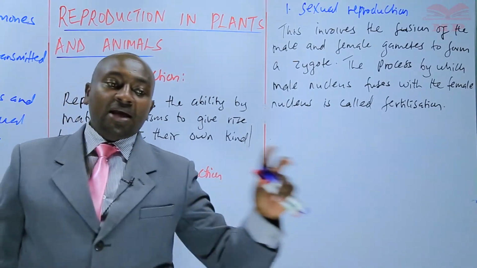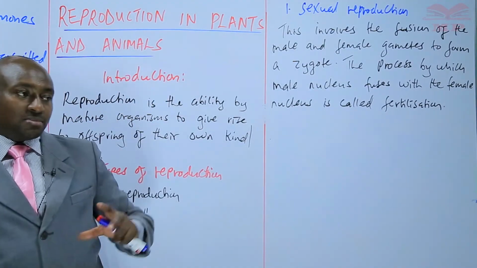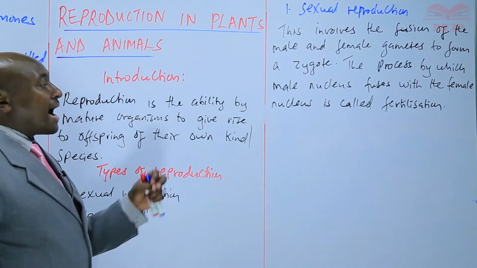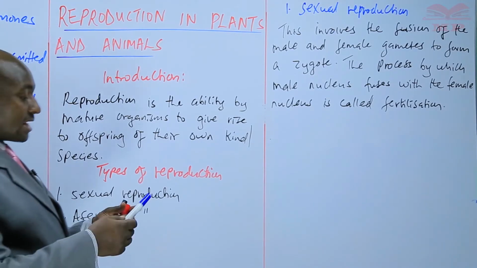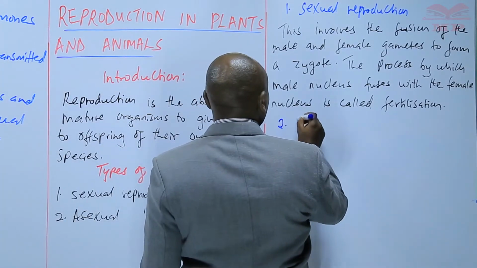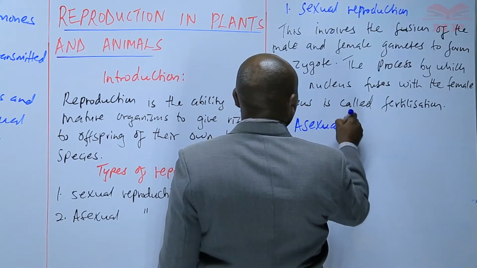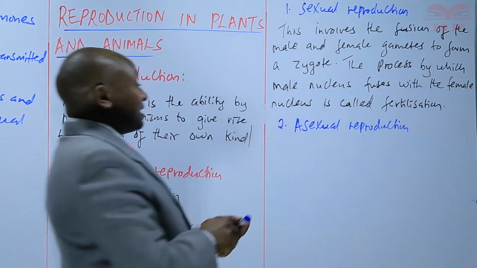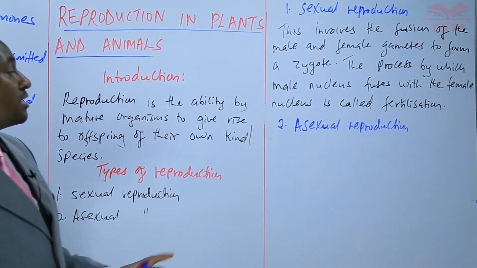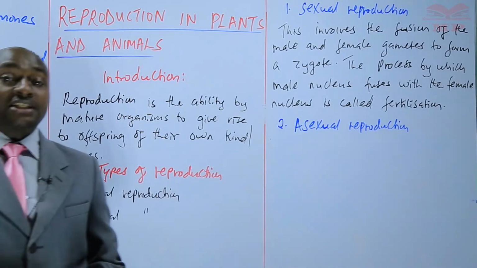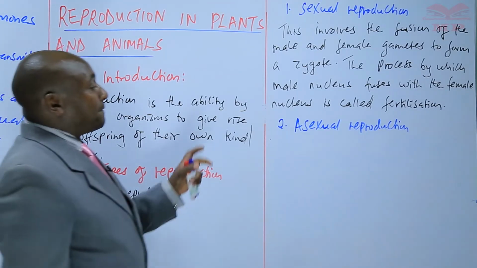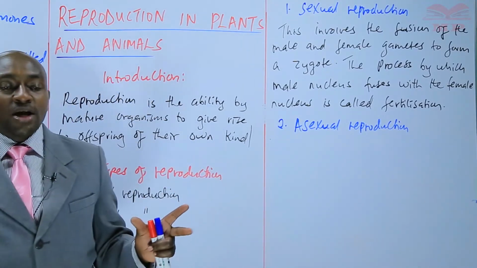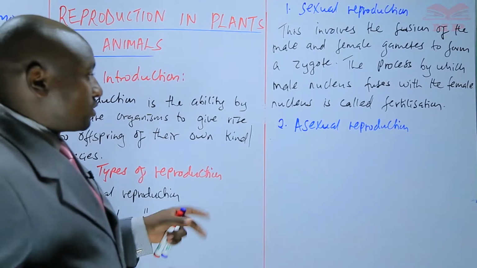We shall look at what the male nucleus is in different organisms, possibly in plants and in animals, and then we can see and understand how fertilization occurs. The next type of reproduction is asexual reproduction. This type of reproduction does not involve the use of gametes. This is whereby mature organisms give rise to offspring of their own kind without involving fertilization.